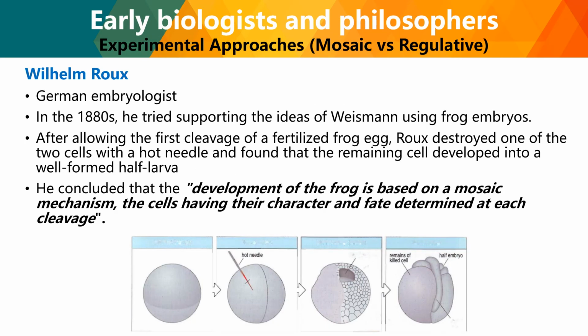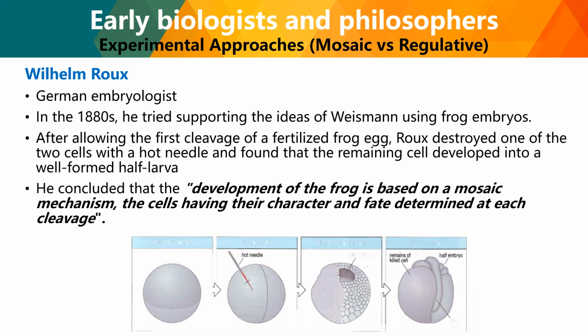So next, we have Wilhelm Roux. He is a German embryologist in the 1880s. He tried supporting the ideas of Weismann using frog embryos. After allowing the first cleavage of the fertilized frog egg, Roux destroyed one of the two cells with a hot needle and found that the remaining cell developed into a well-formed half larva. So he concluded that the development of the frog is based on a mosaic mechanism, the cells having their character and fate determined at each cleavage.